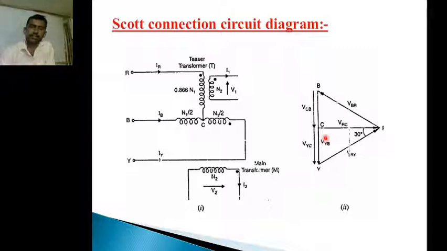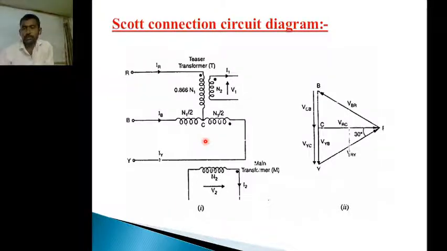This is the phasor diagram. From this phasor diagram itself, VRC is 90 degrees to VCB and 90 degrees to VYC. That means VRC is 90 degrees to VYB. That means what?